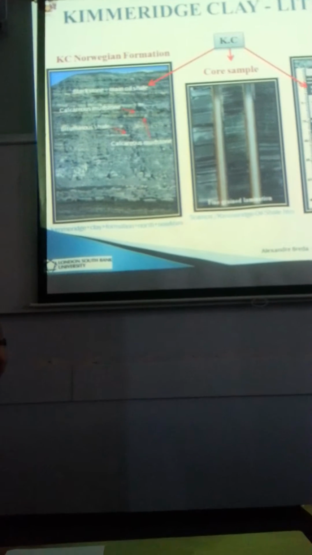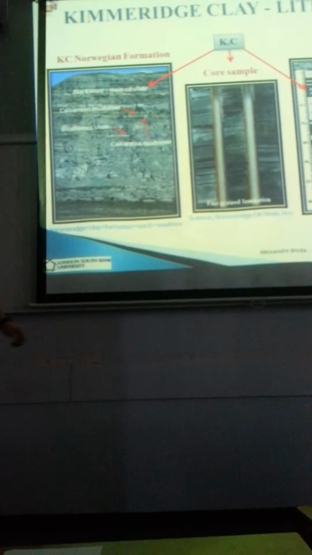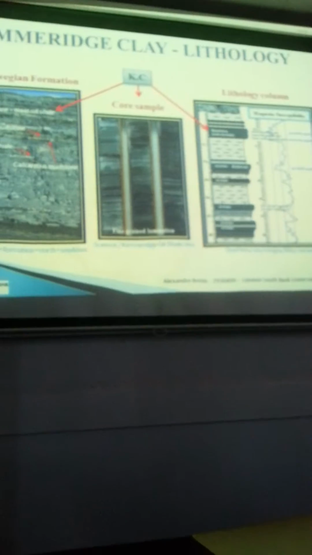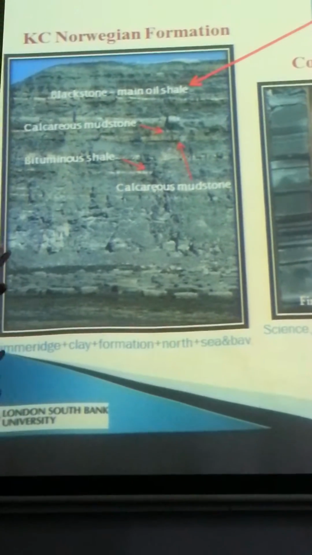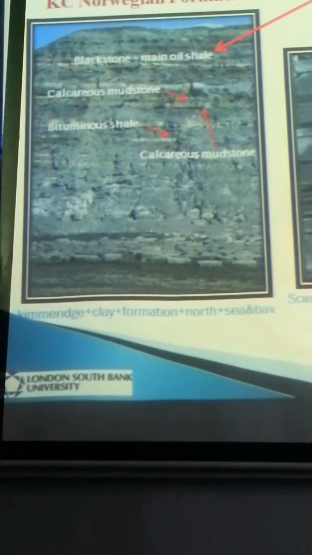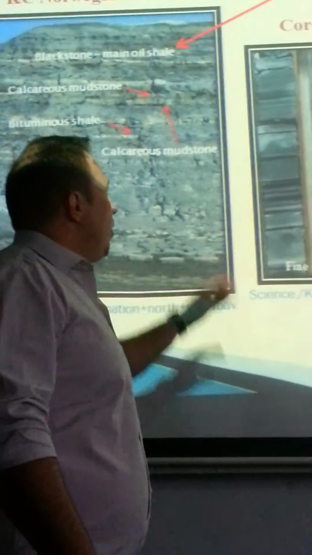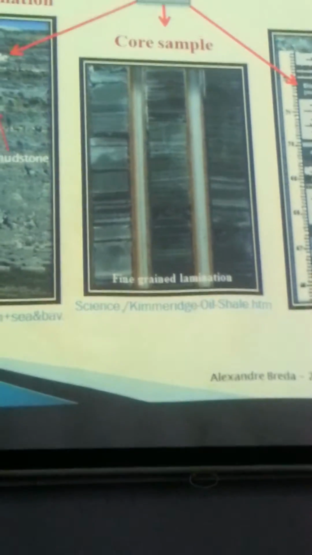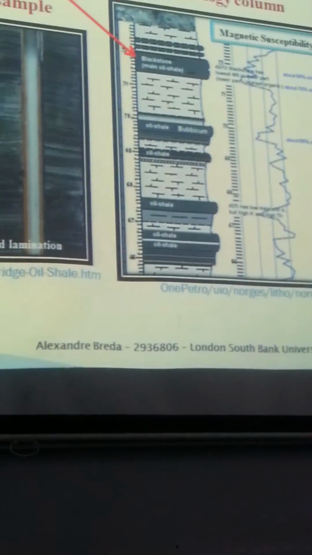Finally, to conclude my presentation, the last 3 images up here show the Cambridge clay formation. On the top left illustrates the Cambridge clay formation showing the rocks. In the middle, the core sample collected from the wells. And finally, the lithology column showing the magnetic susceptibility used to describe the magnetic properties of the rock.